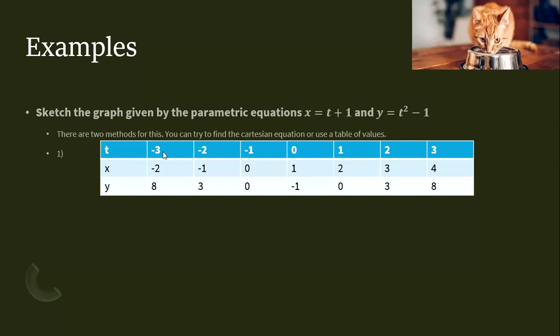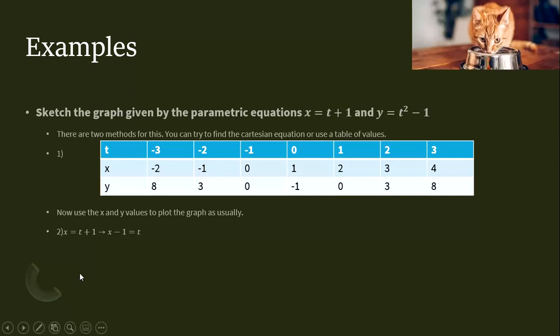So when t equals minus 3, x equals minus 2 and y equals 8. When t equals minus 2, x equals minus 1, y equals 3. When t equals minus 1, x and y both equal 0. When t equals 0, x equals 1, y equals minus 1. And you can see the rest, I'm not going to read them all out. Now use the x and y values to plot the graph as usual. So you will see the graph, but I'm going to go over method 2 and then I'll show you the graph at the end. So method number 2 is to find the Cartesian equation.